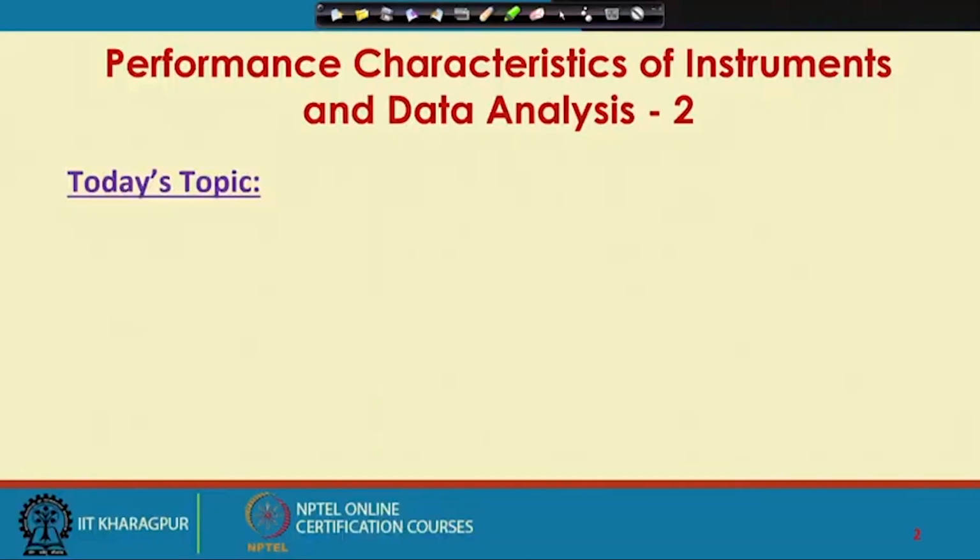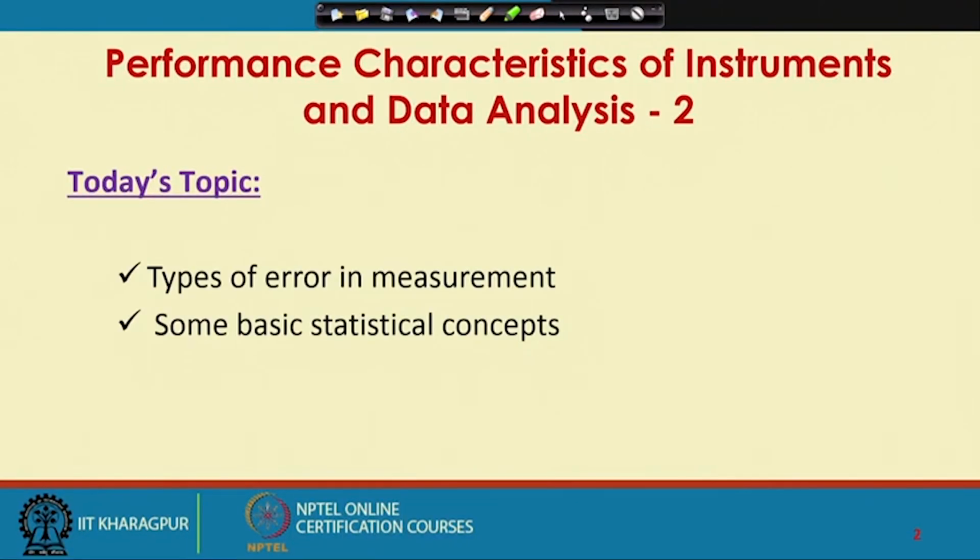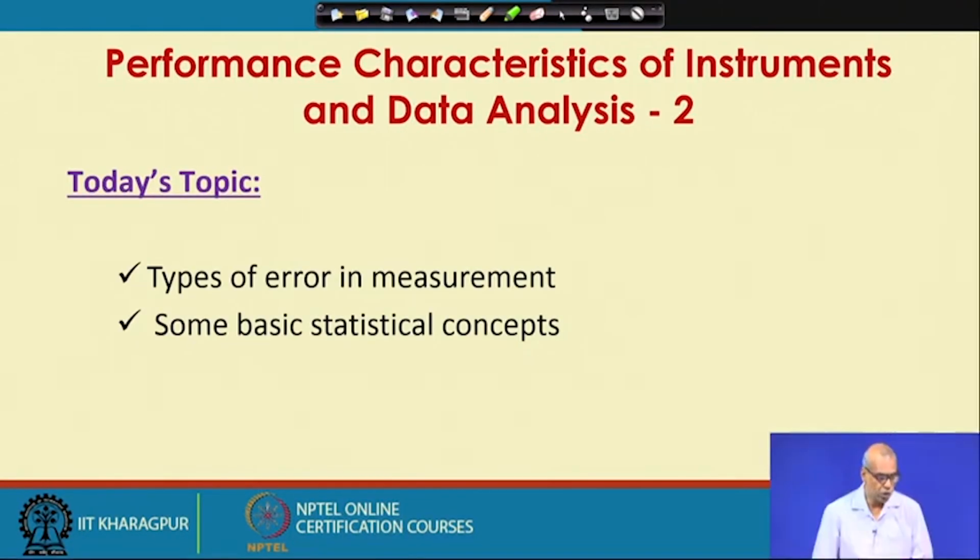Welcome to lecture 12. So, we are now talking about performance characteristics of instruments and data analysis part 2. In this lecture we will talk about types of different errors that are associated with your measurements. So, today's topic is types of error in measurement, and also we will introduce some basic statistical concepts.